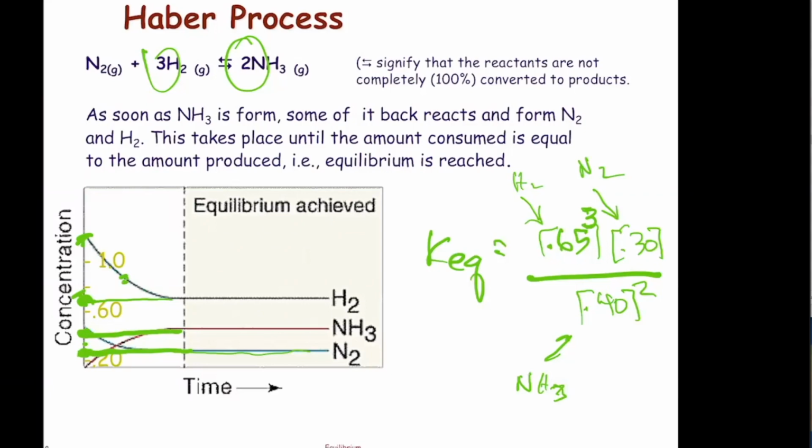So if you take 0.65, cube it, multiply it by 0.3, and then divide that by 0.4 squared, then you will get the equilibrium constant for that particular value. And so if I did that, let's see if I have my calculator so that you guys can try this.